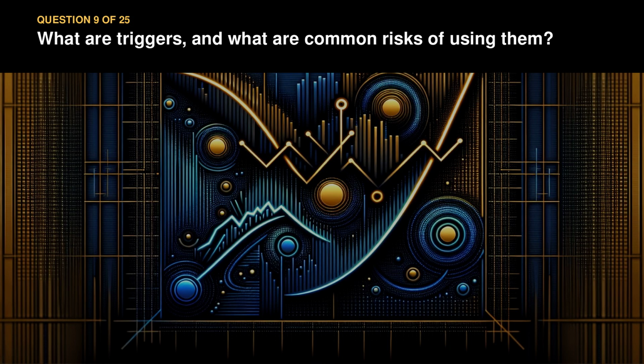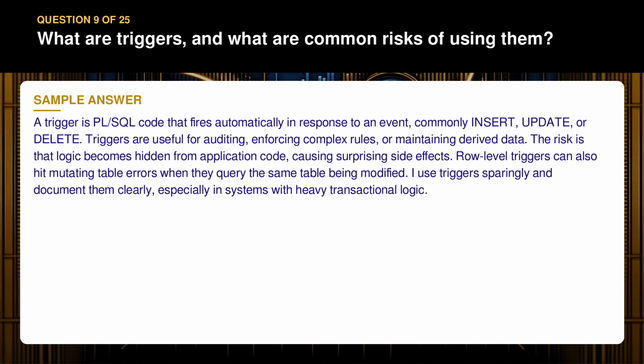Question 9. What are triggers, and what are common risks of using them? A trigger is PL/SQL code that fires automatically in response to an event, commonly insert, update, or delete. Triggers are useful for auditing, enforcing complex rules, or maintaining derived data. The risk is that logic becomes hidden from application code, causing surprising side effects. Row-level triggers can also hit mutating table errors when they query the same table being modified.